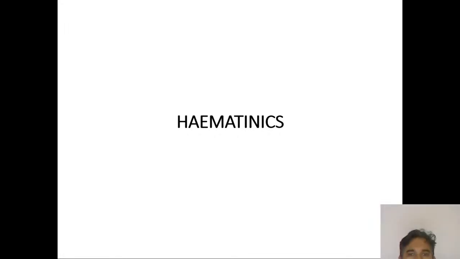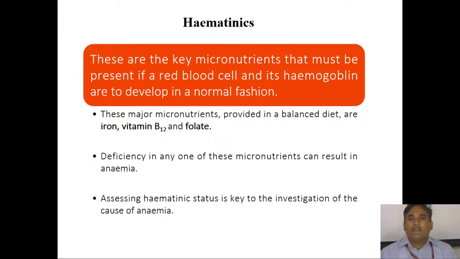Good morning to all. Today's class is on hematinics. These are the key micronutrients required both for the formation as well as normal functioning of hemoglobin as well as RBC. The major micronutrients provided by the diet are iron, vitamin B12 and folic acid. Deficiency of any of these micronutrients leads to anemia.